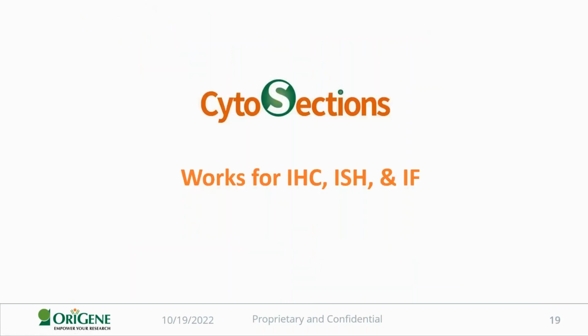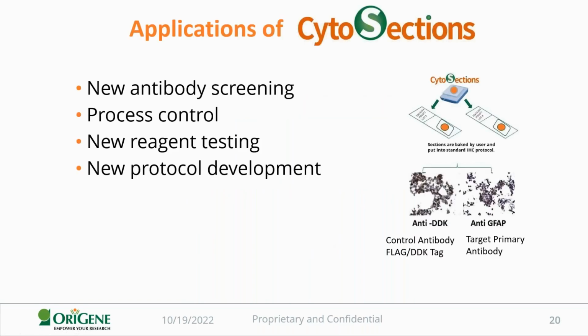So in short, what we have shown so far is that CytoSections can be used as controls for immunohistochemistry, ISH, and immunofluorescence, as far as the techniques are concerned. So what are the different applications you can use them for? Let's say you're developing a new antibody, testing a new target, and you get a negative result. What does that mean?